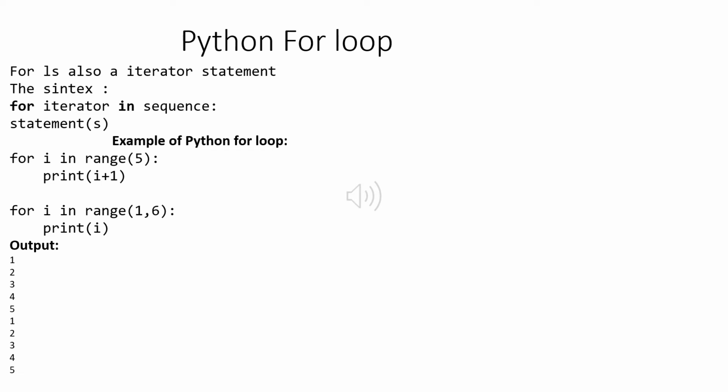Now I would like to introduce the for loop in Python. For is also an iteration statement. The syntax of the for loop is: for variable in range(), followed by the body of the for statement. Now we can see a small example of a for loop: for i in range(5): print(i + 1). For i in range(1, 6): print(i). Now you can see the output for the above example.